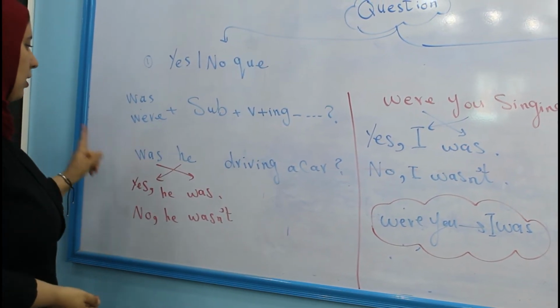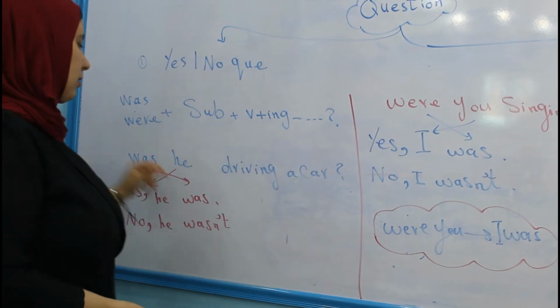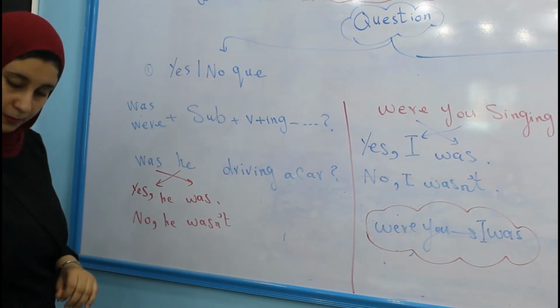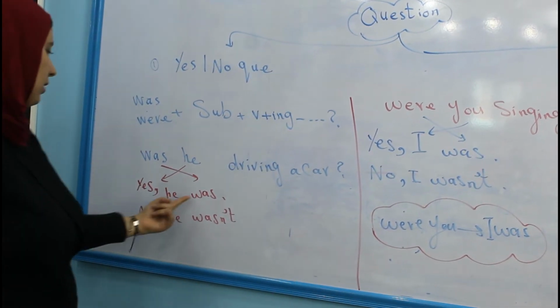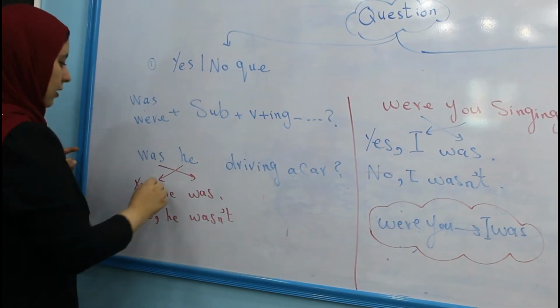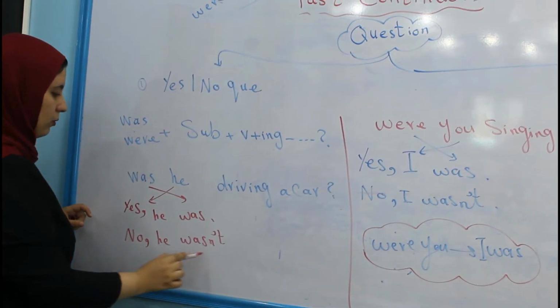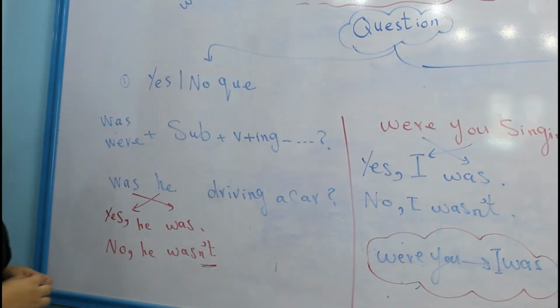For example, was he driving a car? Yes, he was. No, he wasn't. We add an apostrophe and T.